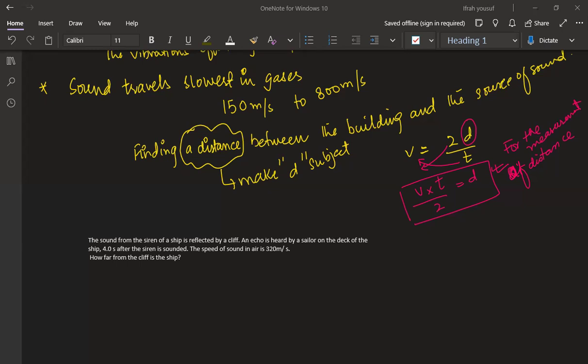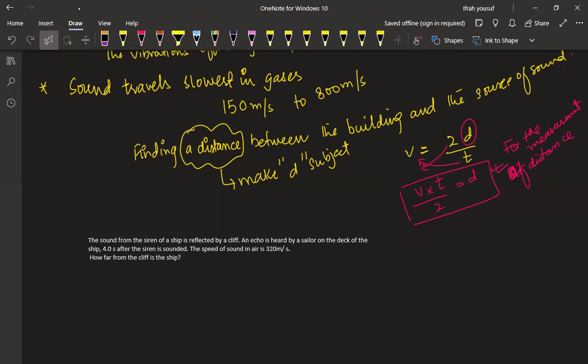Yes, beta. The question demands you to find out the distance. It is 640 meters. Wonderful. If you are correct, then definitely, mashallah, you have applied the correct concept.